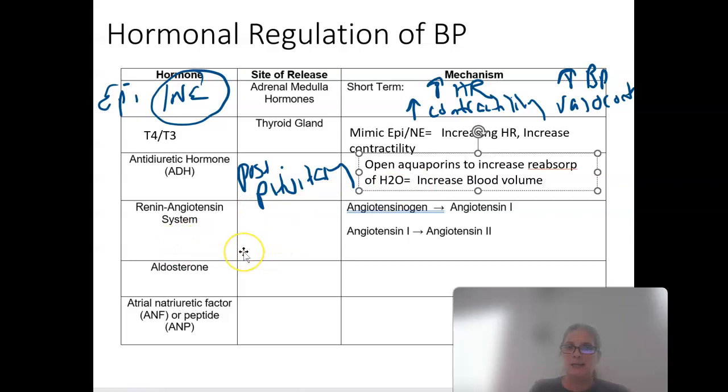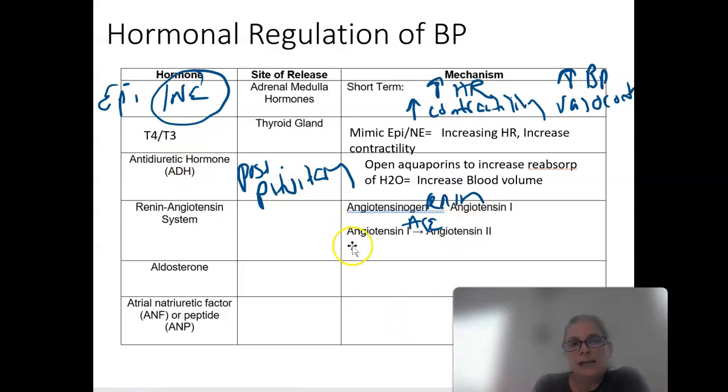Now, the renin-angiotensin system we just went over. We said angiotensinogen came from the liver. We said that the conversion of angiotensin 1 to angiotensin 2 required ACE. And the enzyme renin started it off with the angiotensinogen to the angiotensin 1. So when we're looking at angiotensin 2, as far as site of release, renin comes from the kidney, angiotensinogen comes from the liver, and ACE is in the lung. So you got a whole bunch of things. But we do know, however, that angiotensin 2 is a vasoconstrictor. So that's more short term. That's a quicker response.